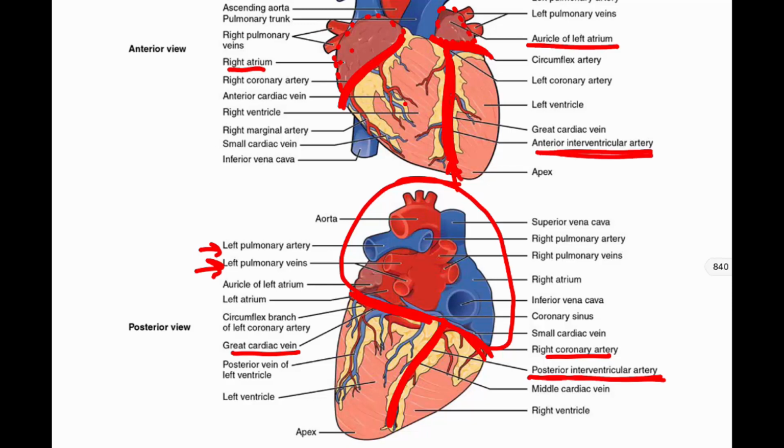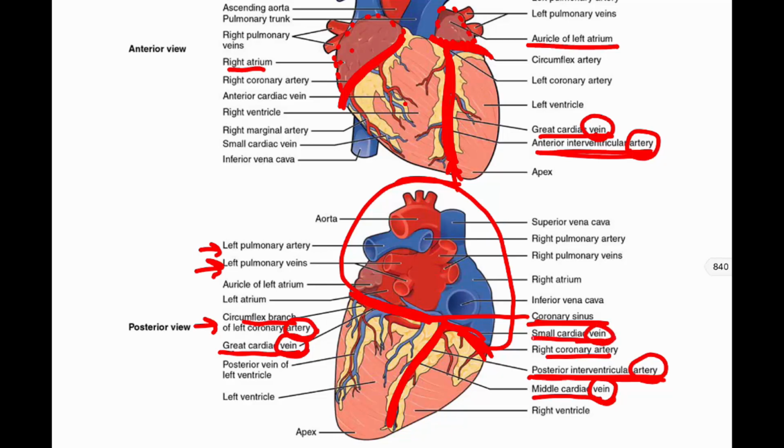Here we have our posterior interventricular artery, and then here is the middle cardiac vein. Okay, same thing we have in our coronary sulcus: the great cardiac vein. And then what we have here is the circumflex branch of the left coronary artery. And over here, it actually is labeled as our coronary sinus. I didn't notice that, but there's our label for our coronary sinus. And then we have our small cardiac vein here as well in this coronary sulcus, I'm sorry. That also includes the coronary sinus, which we'll talk about in a moment.